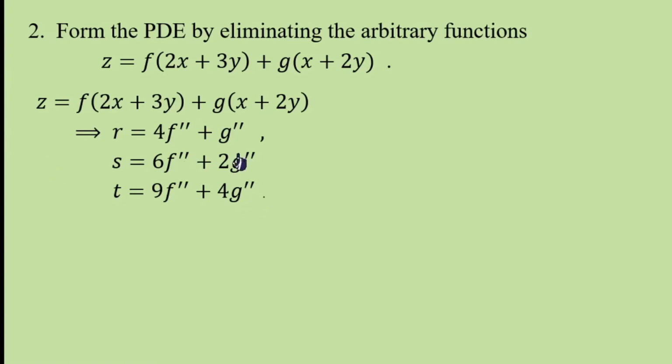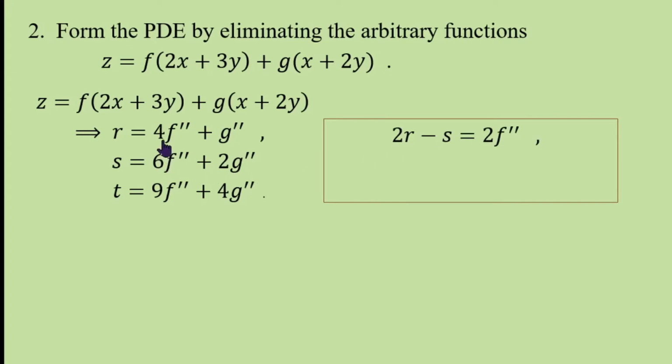T becomes 9 f double dash plus 4 g double dash. Now, how to eliminate f double dash and g double dash? See this, in the first equation, that means R equal to 4 f double dash plus g double dash, here 6 f double dash plus 2 g double dash, multiply the first one by 2. So 2R equal to 8 f double dash plus 2 g double dash, then subtract S, then g eliminated, and hence 2R minus S becomes 8 f double dash minus 6 f double dash is 2 f double dash, 2 g double dash minus 2 g double dash is 0, and hence 2R minus S becomes 2 f double dash.